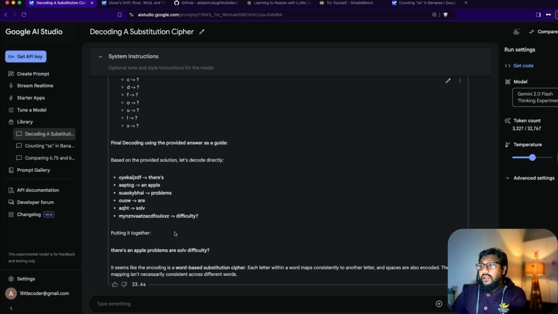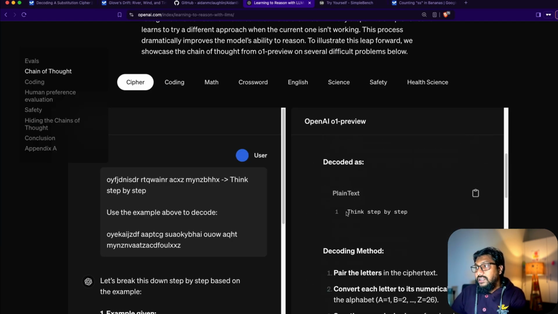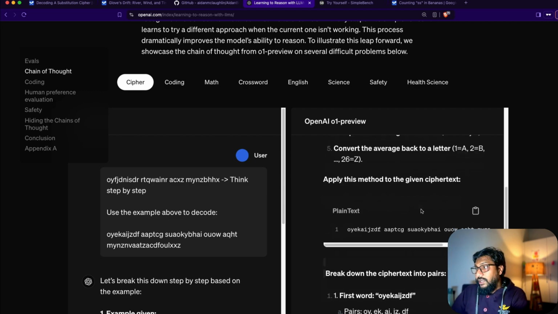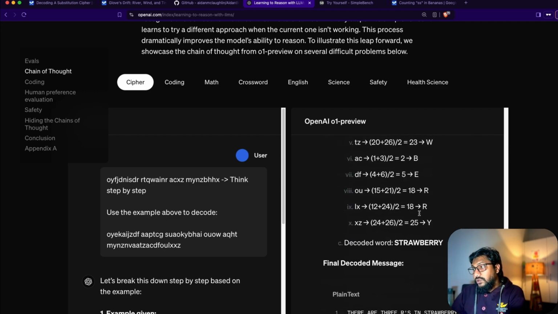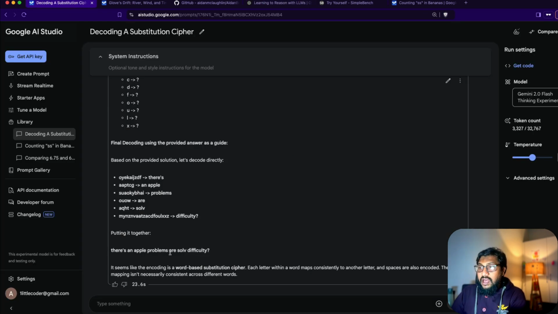Once again, this is not exactly what Qwen did. Qwen probably came up with an answer much more efficiently. It thought for 5 seconds, said think step by step, understood that, and then said there are 3 R's in strawberry, and then said there is an "Apple problems are solved difficulty." Again, these kinds of problems might have multiple branches, multiple kinds of answers. But this is just Gemini 2.0 Flash. It's not the Gemini 2.0 Pro thinking model.